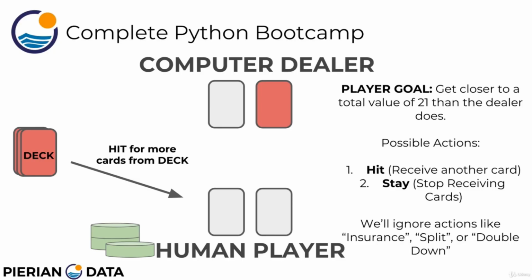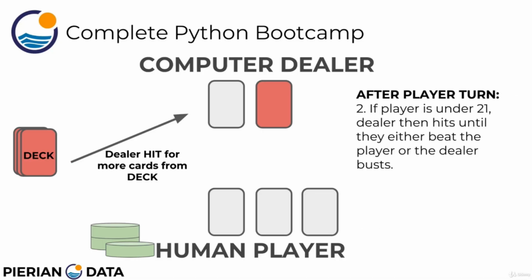We're going to ignore actions like insurance, splits, or double downs, which happen when playing blackjack in a real casino, but we want a simplified version of this game, so all the player has to be able to do is hit, which is to grab a card from the deck and put it in their hand, and then take a new sum there, or stay, which means stop receiving cards. For example, they could hit, get a new card, and then check what their sum is. And remember, they're trying to get closer to the value of 21 than the dealer will.